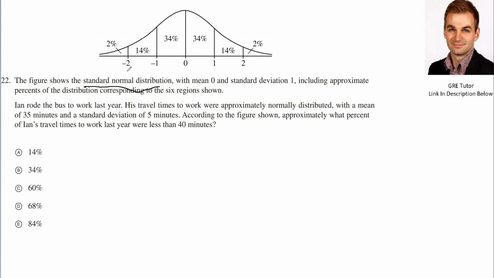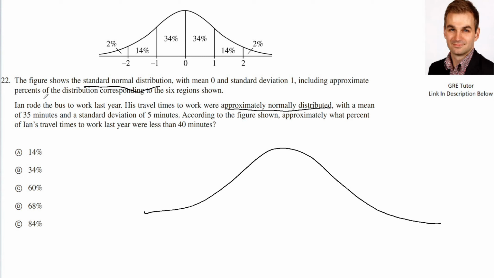And they're telling you Ian rode the bus to work last year. His travel times to work were approximately normally distributed, with a mean of 35 minutes and a standard deviation of 5 minutes. Okay, so they're saying approximately normally distributed, which means there can be a direct analogy between this and his distribution of travel times.